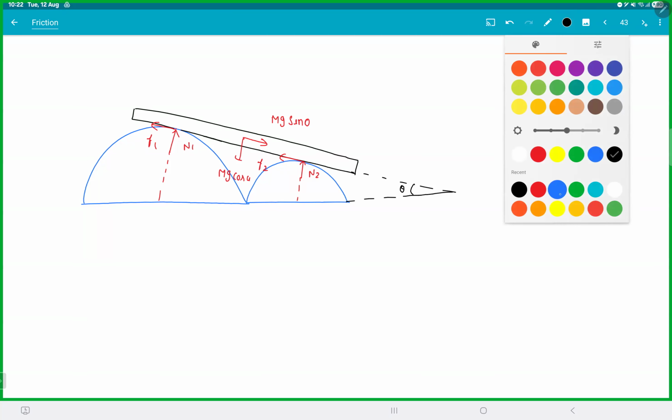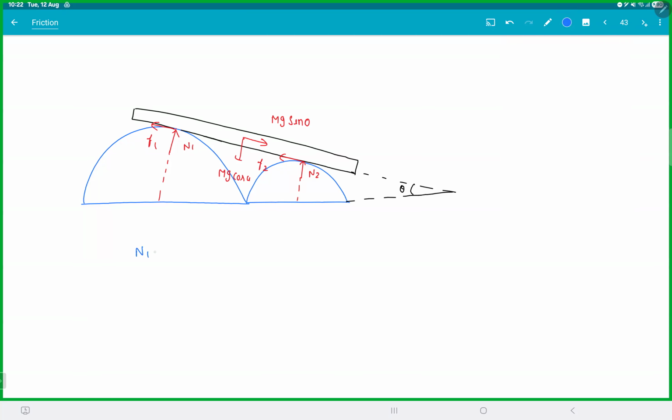So if you look at the forces here, N1 plus N2 is mg cos theta. I don't know N1, I don't know N2. We can find them using rotation, but we don't need it right now. And F1 plus F2 is mg sine theta. Since it is about to slip, both the frictions must be maximum.